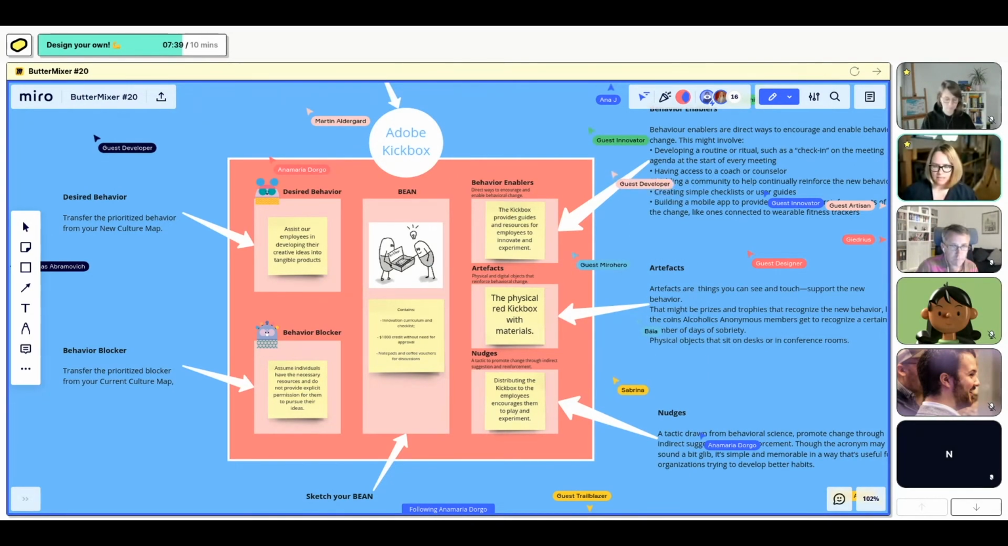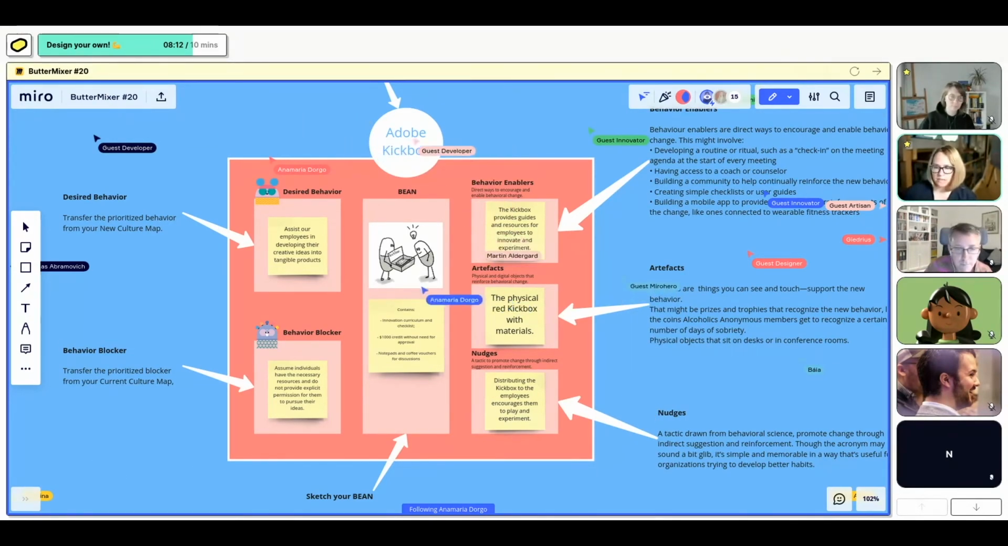And the bean then goes into the details. It contains an innovation curriculum and a checklist. They will get a $1,000 credit without need for approval, so they just get it and they can start. They also get notepads and coffee vouchers for discussions. And there are also illustrations just to understand that better. This is a simple bean. You can also read later on everything around that.